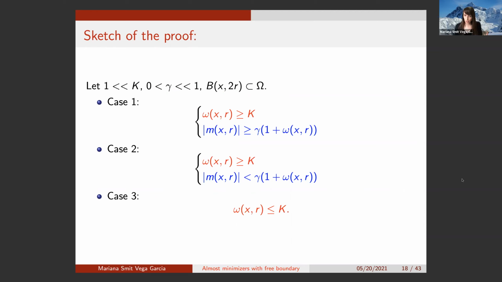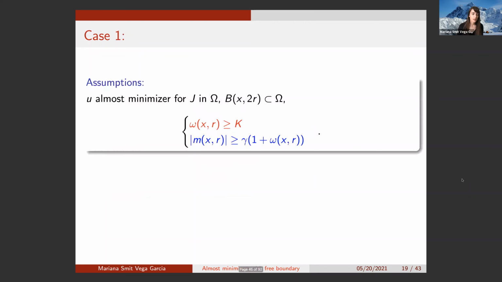For the first case, omega is large and m is also large. For the second case, omega is large and m is small. And for the third case, omega is small. And we're going to see that one of these cases is fantastic. It will even give us better regularity than we need, let's say. And the two other cases are the ones that are going to give us exactly the Lipschitz.